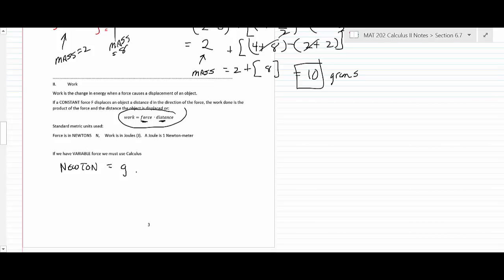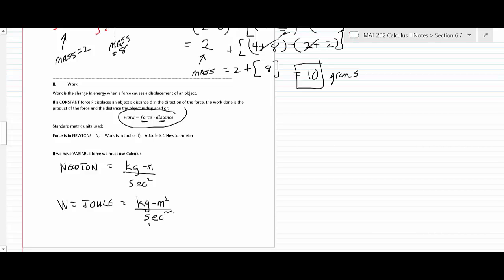I wrote it down somewhere. I'm not a physicist. Yeah, kilogram meter per second squared. I remember this when I was a student. So kilogram meter per second squared is what that is. Okay, that's a Newton. And then work is typically in a joule. Okay, and a joule basically is a kilogram meter squared over a second squared, like that.